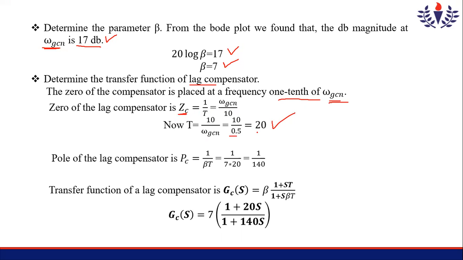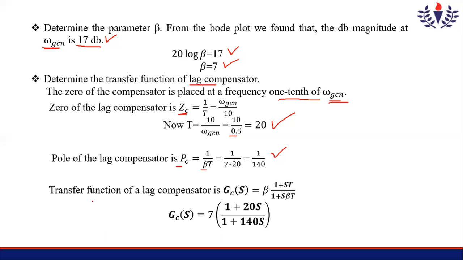So once we know the time constant and once we know the beta, then we can identify the pole of the lag compensator. So the pole of the lag compensator P suffix C is equal to 1 by beta into tau. Already we know the beta value and we know the tau value. So 1 by 7 into 20, we are getting 140. That is 1 by 140. So we know the zero location and we know the pole location. So this is in terms of pole and zero.